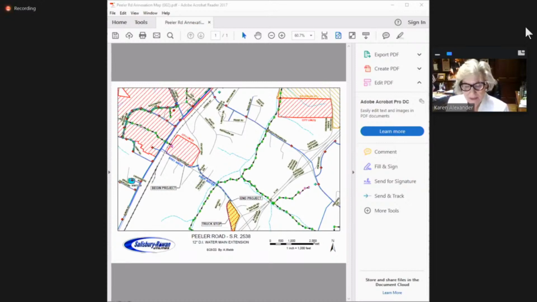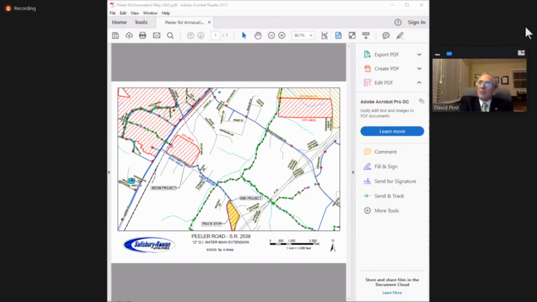It's really a win-win. So do I hear a motion from council if there's no other questions for Mr. Wilson? I'll make a motion to adopt a resolution authorizing the execution of an agreement between the City of Salisbury, Pilot Travel Centers, LLC, and PFJ Southeast, LLC for a water line extension along Peeler Road.